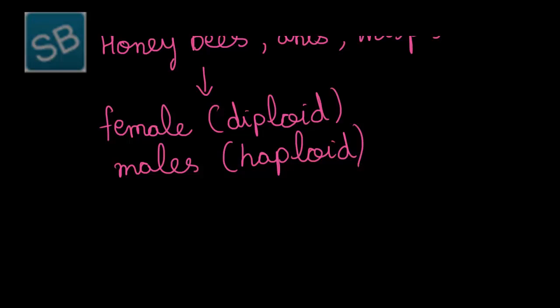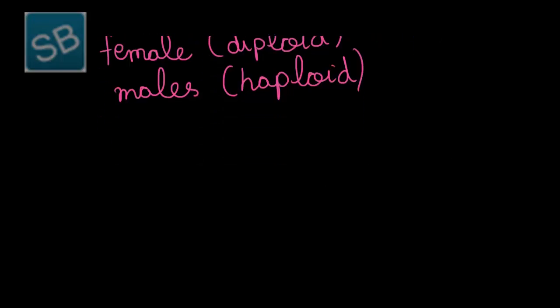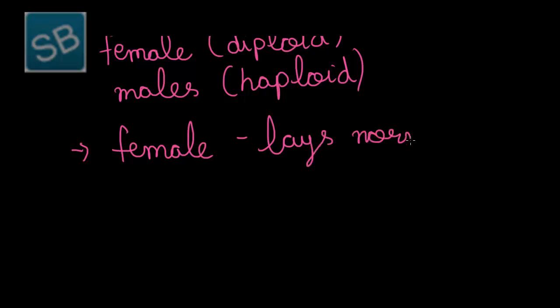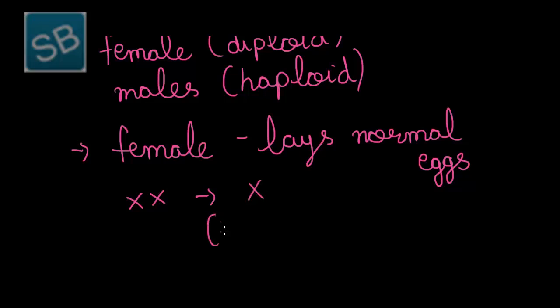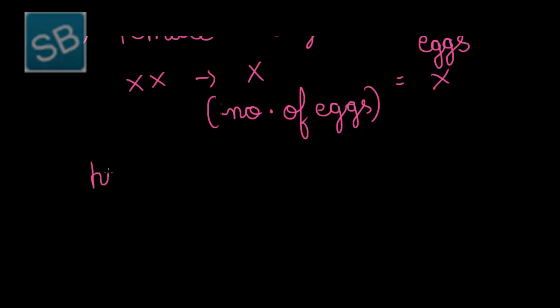So, the process within such individuals involves diploid females and haploid males. Therefore, in this, if the female lays normal eggs, then as per the theory, the normal eggs each carry a haploid set of chromosomes. That is, if XX, then each X would carry a number of X equal to the other chromosome's number of X. So each set would contain the haploid number.